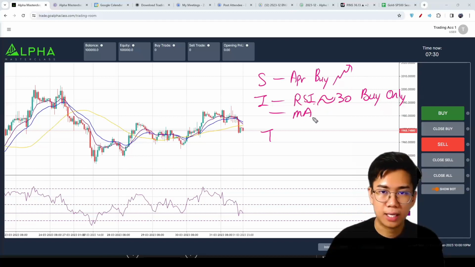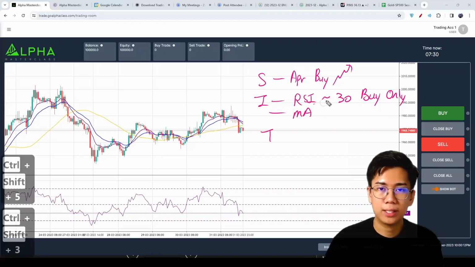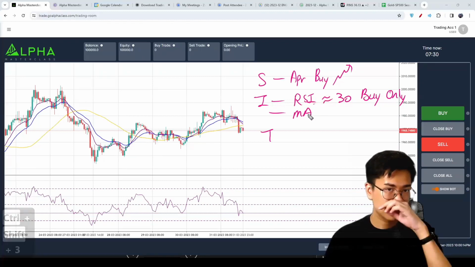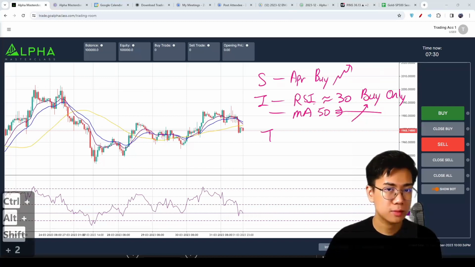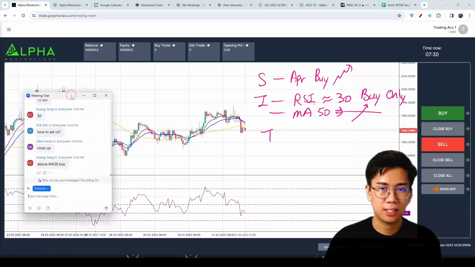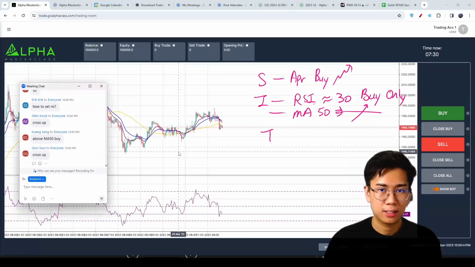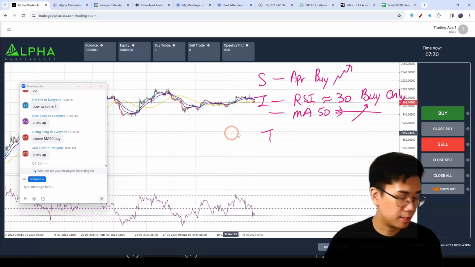Moving average, what is the only thing that you should focus on? Moving average, MA50, correct. What else? How to use MA50? How to use MA, cross over. And that's it. Keep trading easy. RSI has been well set up already. You don't need to set up anything.